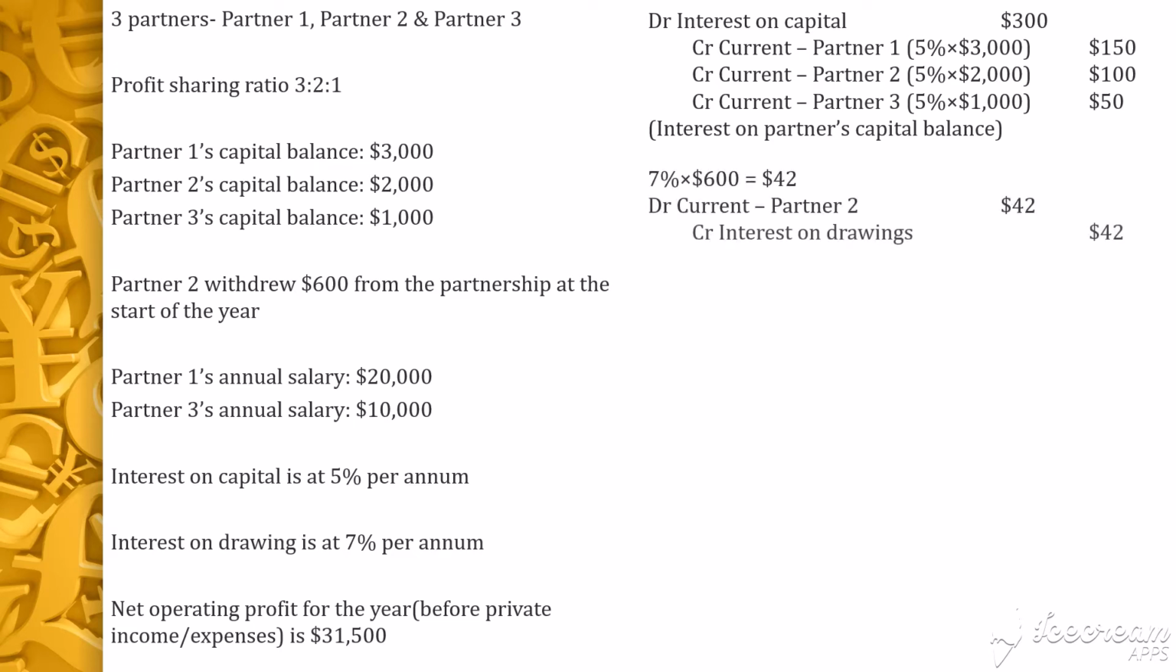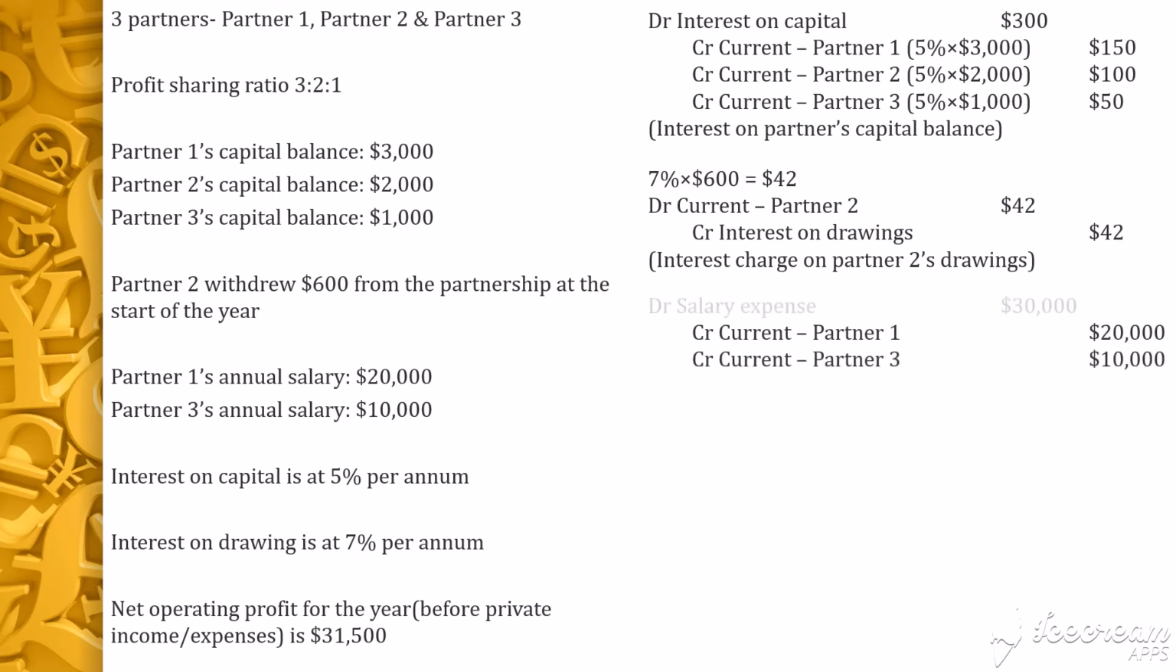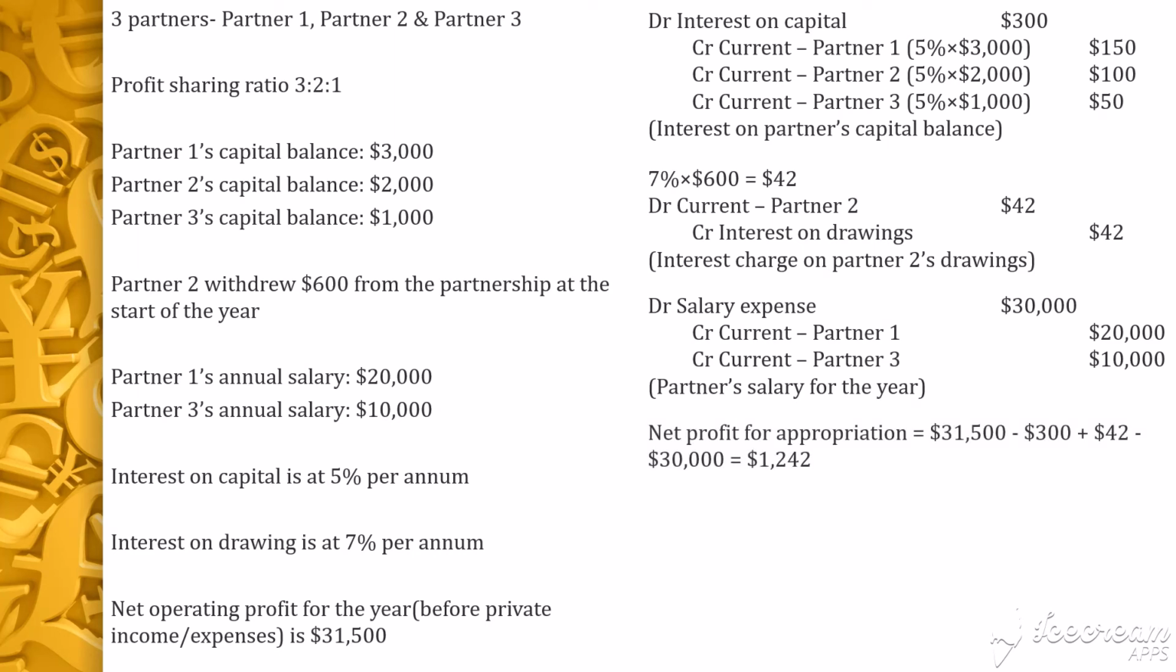To record the partner's salary, the journal entry is pretty straightforward, and we should just credit the entitled salary to the partner's current account. Before we allocate the profit or loss to the partners, let's calculate the net profit after recognizing the private income and expenses. We take $31,500 less interest on capital, add interest on drawings, and less partner's salary. So we get the net profit of $1,242. This will be appropriated to each partner based on their profit sharing ratio as follows.